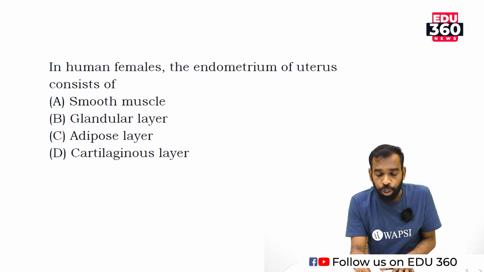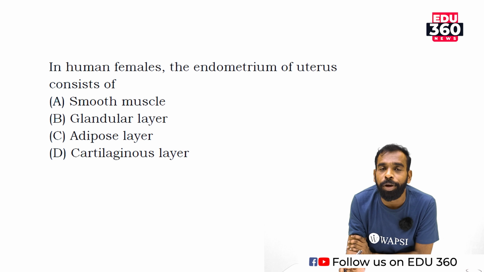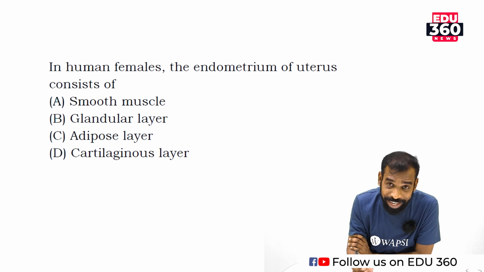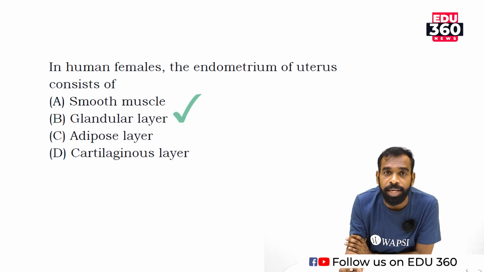Next question. In human females, the uterus consists of endometrium, perimetrium, myometrium. The uterus is made up of 3 layers. The outer layer is perimetrium, the middle layer is myometrium, and the inner glandular layer is called endometrium. The options are smooth muscle, glandular layer, adipose layer, cartilaginous layer. As I told you, the endometrium is a glandular layer. So option B is the correct answer.